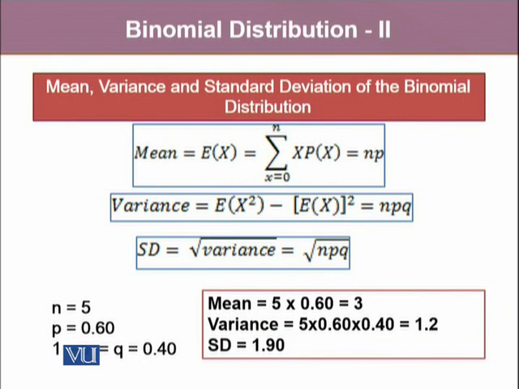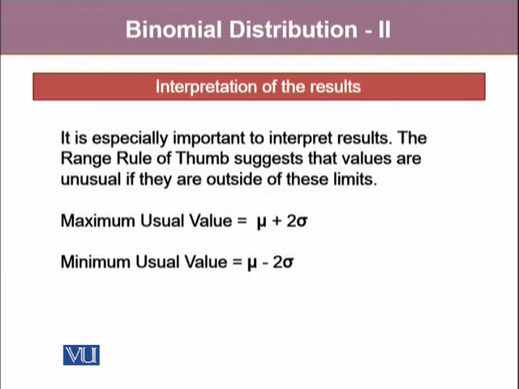There are certain mean, variance, and standard deviation formulas for the binomial probability distribution. The mean of the binomial distribution is np. Variance is npq, and the standard deviation is the square root of the variance, which is the square root of npq. For our example, the mean turned out to be 3, the variance turned out to be 1.2, and the standard deviation turned out to be 1.10. It is especially important to interpret the result.